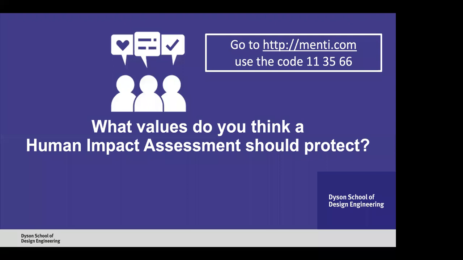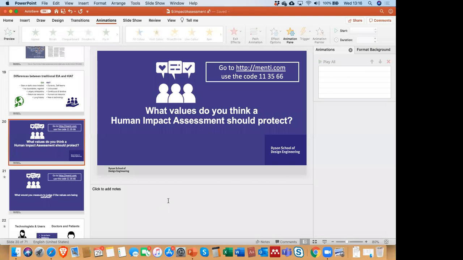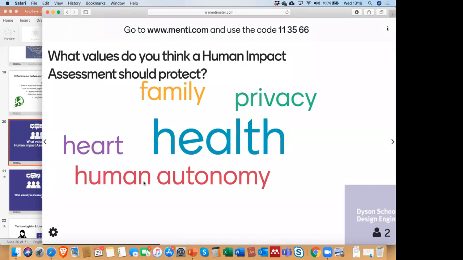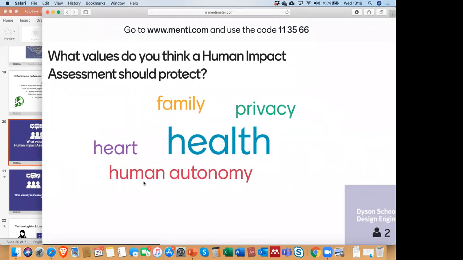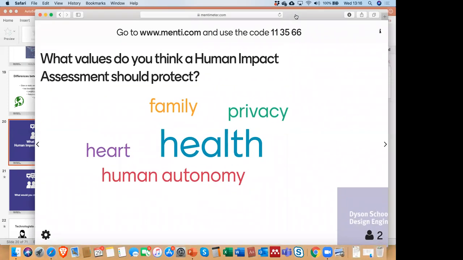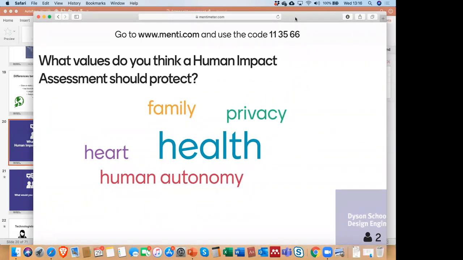So I would like to go again to the Mentimeter, and I would like to ask you, what values do you think a human impact assessment should protect? So if you please go here, let's see what you guys have to say. Go to menti.com and use the code 1135SITSITS. And let's see the answers coming in.